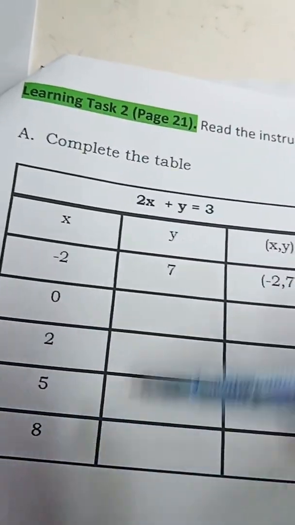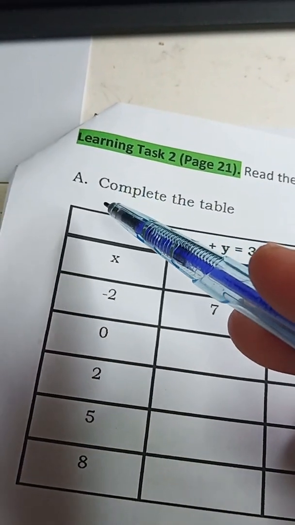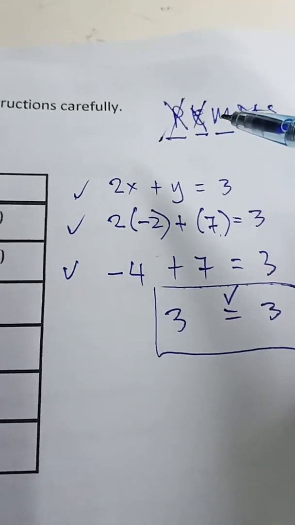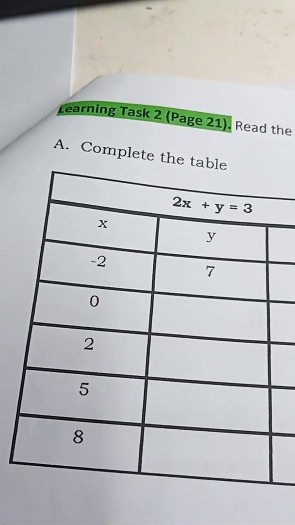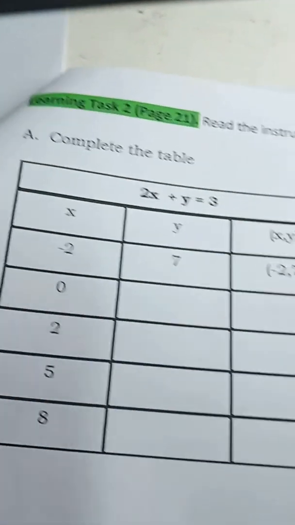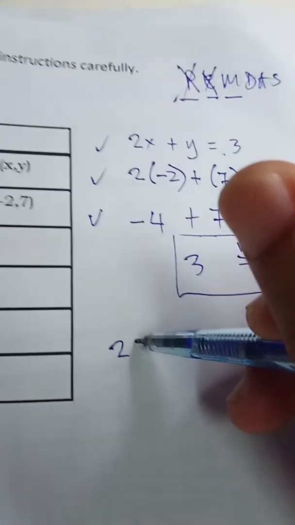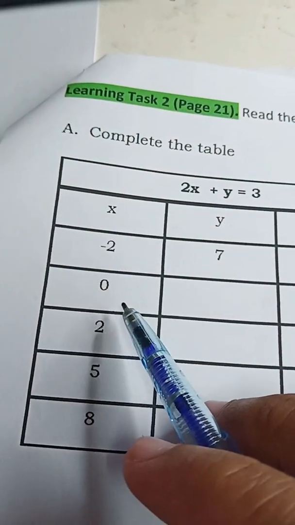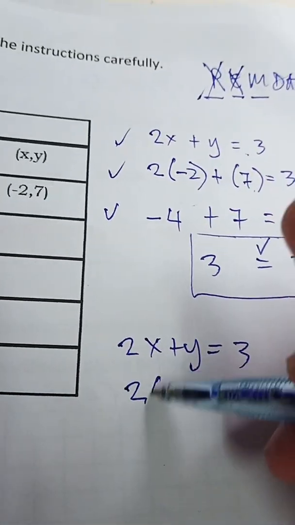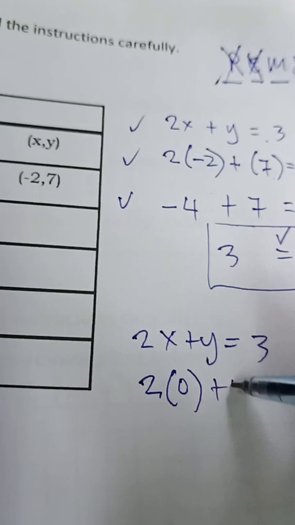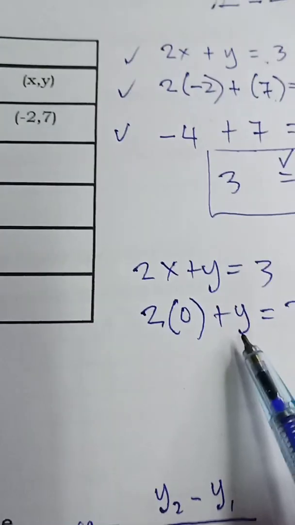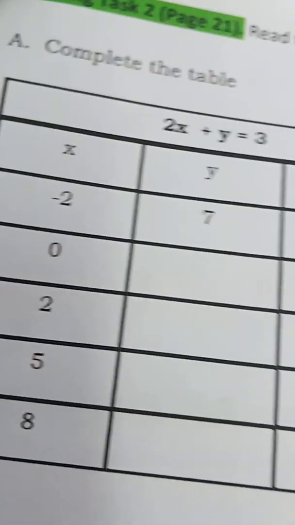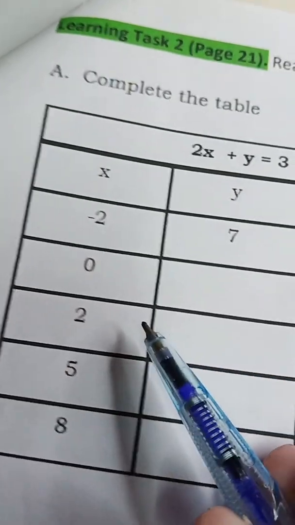For you to answer the remaining items in letter A, complete the table, all you need, class, is to follow the formula that is given at the top. For example, in the second item, we have 2x plus y is equal to 3. There is already a given x, so let us put here 2 times 0 plus y is equal to 3. What we are looking for is the value of y, since it has no value yet. The x is there, only y is left.